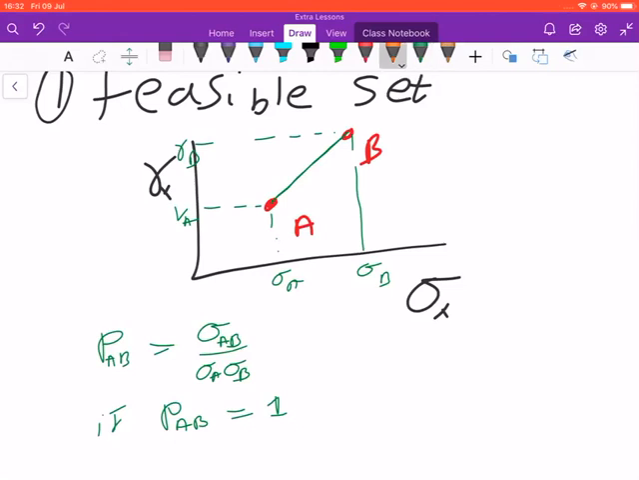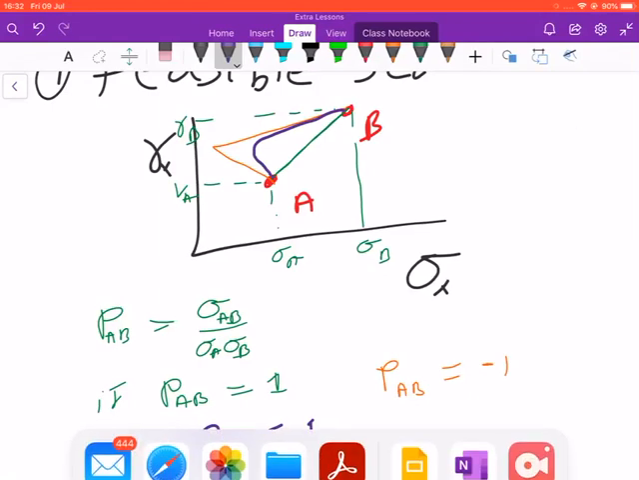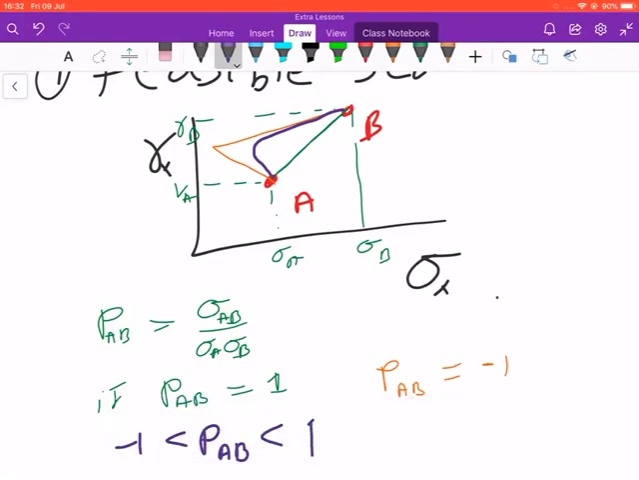What if the correlation of A and B is equal to -1? Then you're going to have something like this. And what happens when the correlation coefficient is something in between, let's say between -1 and 1? Then you're going to have a smooth line like this. So these are all your feasible sets. Remember, we are still looking at two assets, A and B.